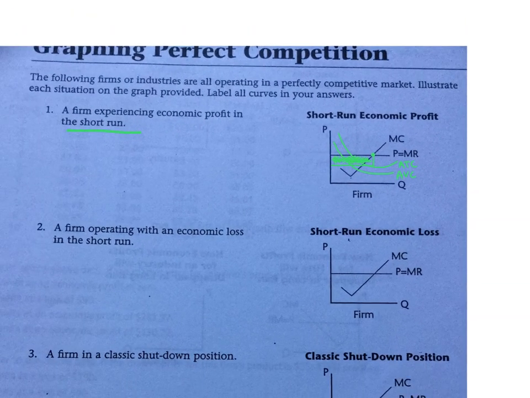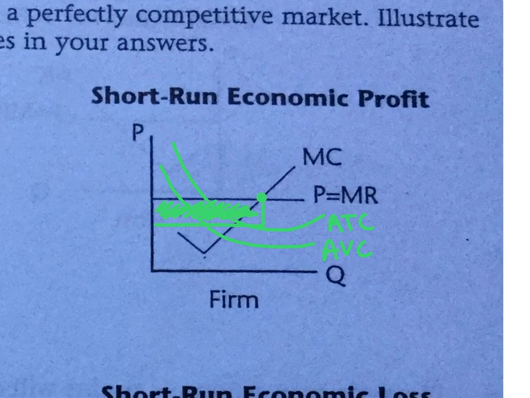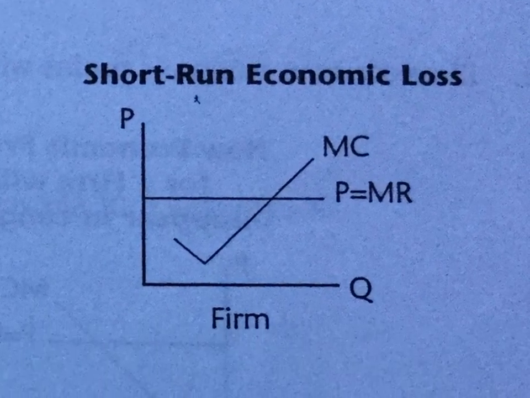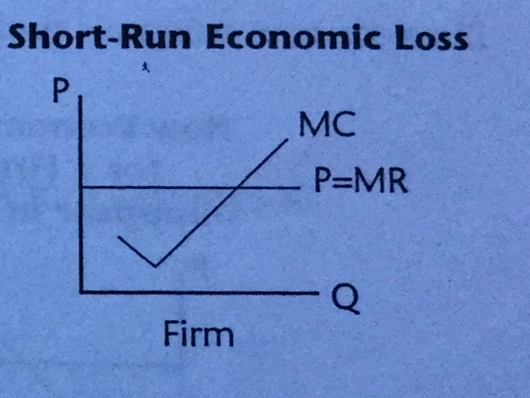For number 2, it says a firm operating with an economic loss in the short run. So in our first one, notice that our price curve is above average total cost. If we're talking about an economic loss for number 2, we want to identify that our price curve is going to fall between average total cost and average variable cost. So we're losing some money, but we're covering our variable costs.